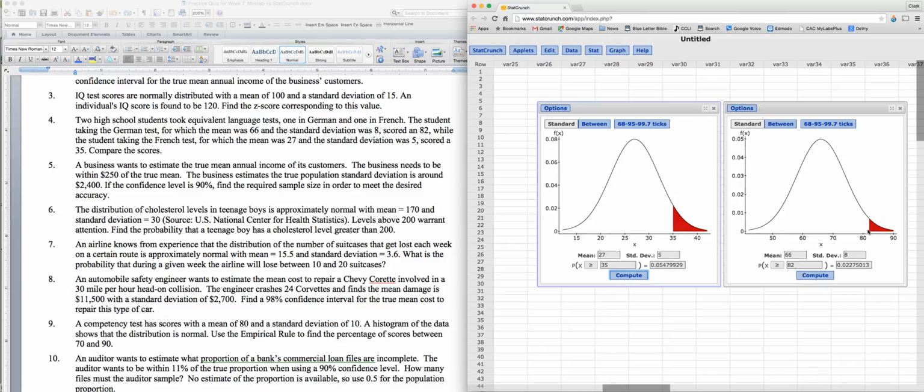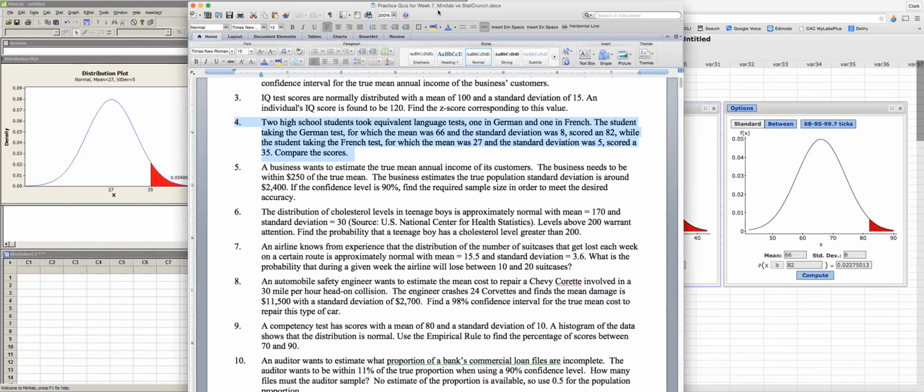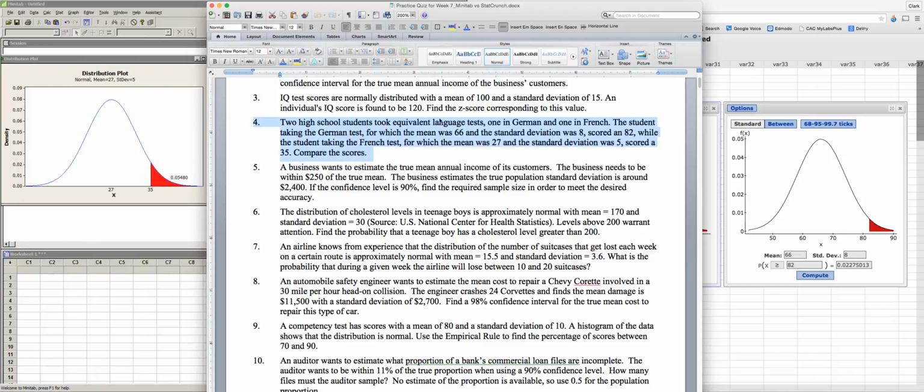So you can see that this person's percentile, the line in the sand that they're standing on, is farther to the right. So the German test taker had a better performance than the French test taker.